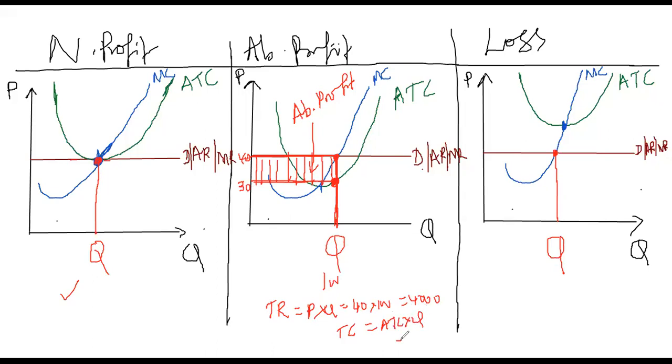TC is ATC into Q. So what is ATC? ATC is 30. So 30 into 100 is 3,000. So 4,000 minus 3,000 is the abnormal profit. That is 1,000. This area shows the 1,000. No need to write this. Don't write this, I just explain. Okay.